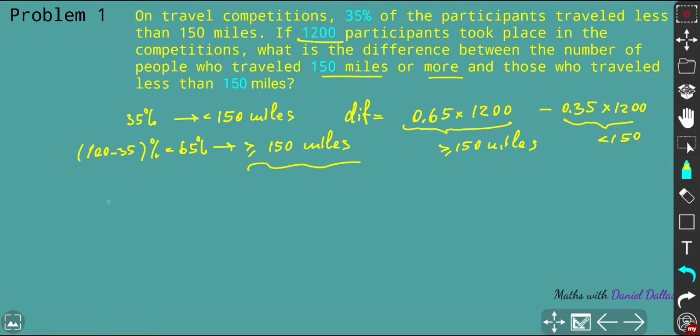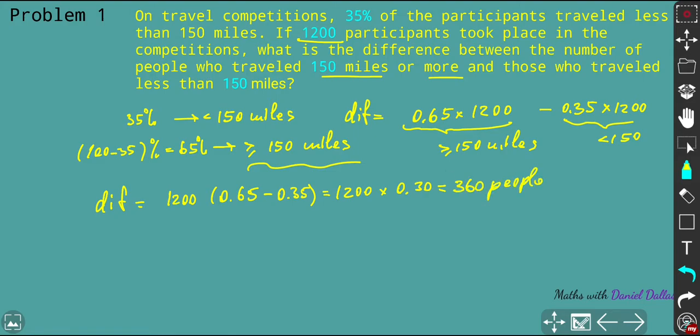So what we can do is grab a calculator and calculate, but I would simplify a little bit. I would factorize 1,200 and I just have 0.65 minus 0.35. So that means we'll get 1,200 times the rest, which is 0.30. All right, and now you can grab a calculator and calculate. So that's going to be much easier. So 360 people. All right, so that's the difference.